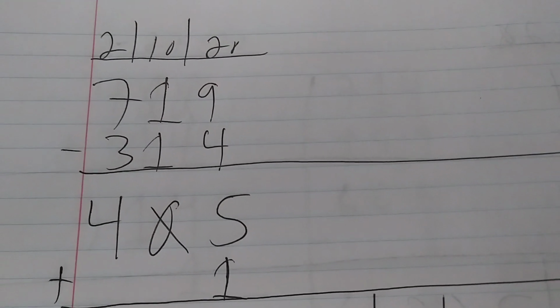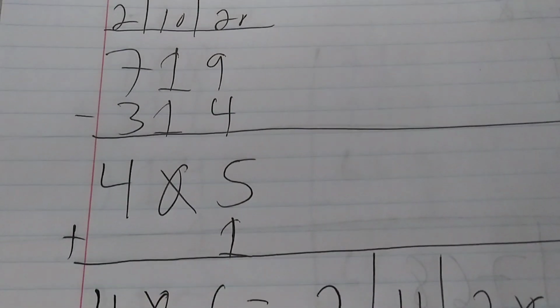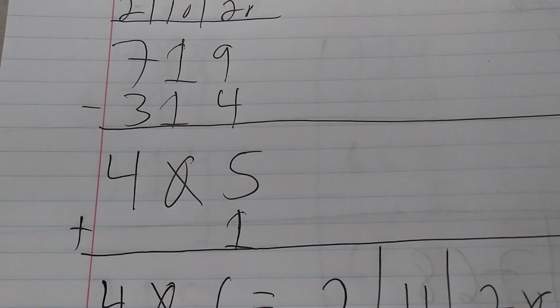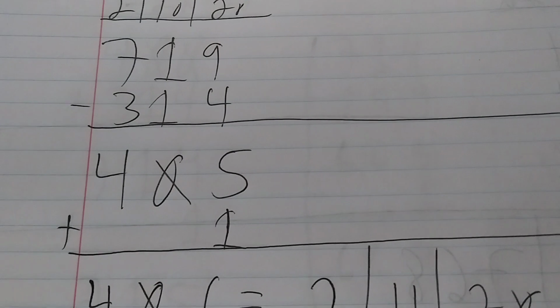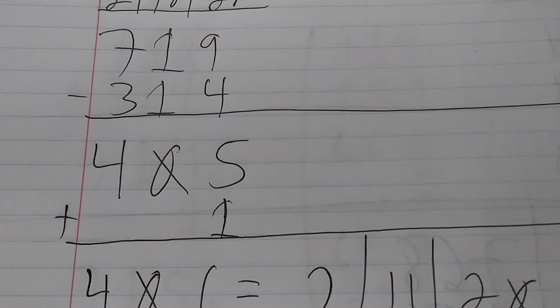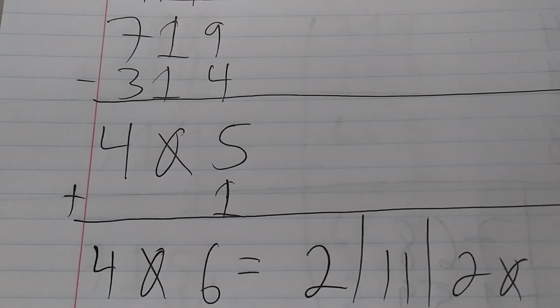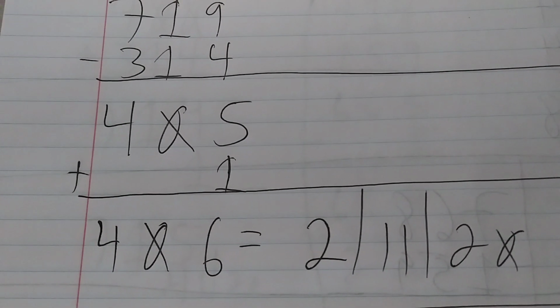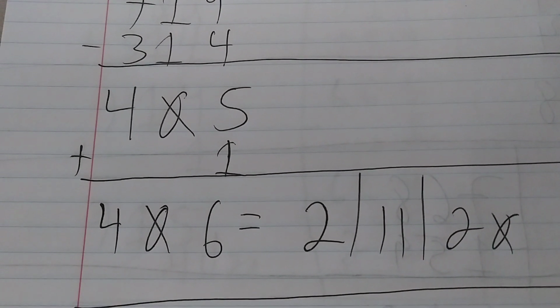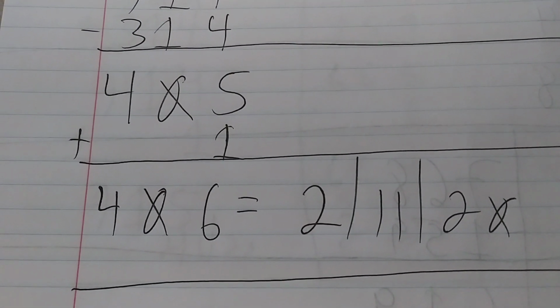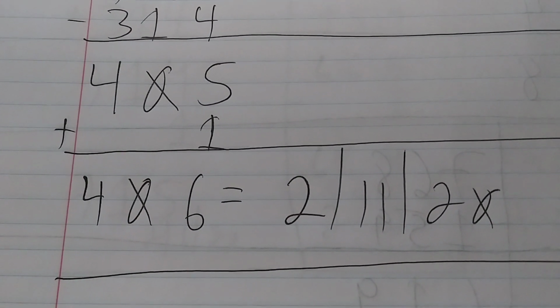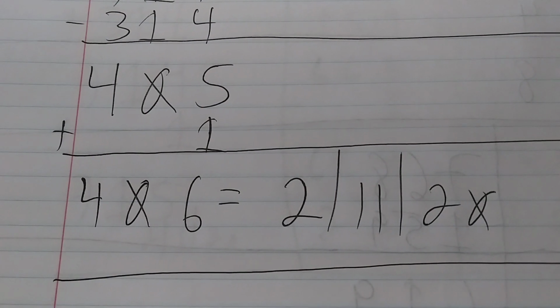Right, and then February 10th, you had 719 hit. I'm going to subtract off 314, so 7 minus 3, which is 4. 1 minus 1, which is 0. 9 minus 4, which is 5. Add 1 to the 5. 5 plus 1 is 6. Bring down 40, and then 406 did hit on February 11.